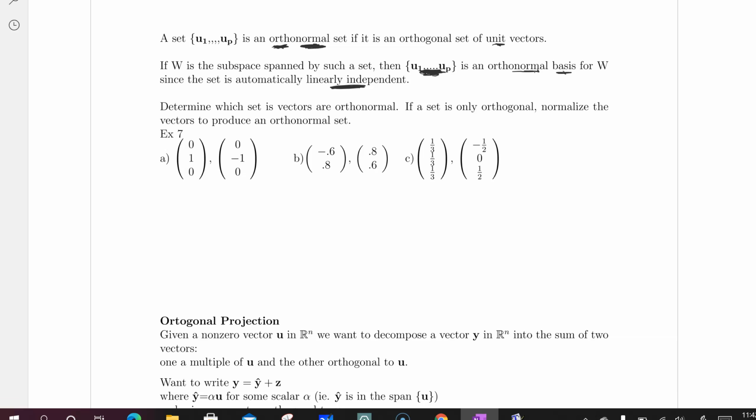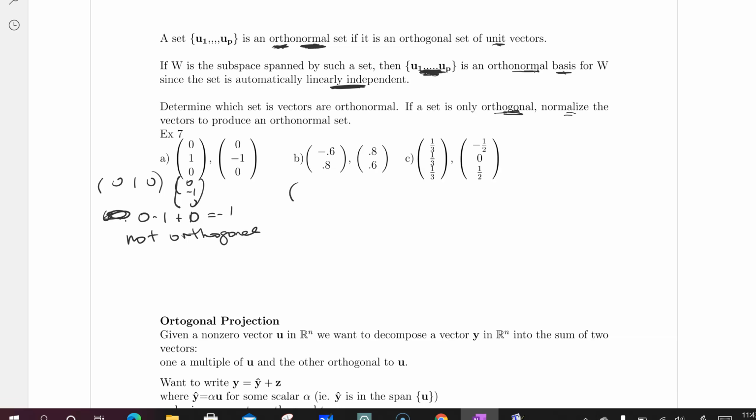All right, so let's determine which of these sets are orthonormal, and if the set is only orthogonal, then normalize it. Make the vectors of length 1. So let's check this set of vectors and see if it's orthogonal. I do the dot product, I get 0 plus 0 minus 1 plus 0, so this is equal to -1. So this is not orthogonal, so it's not even possible to make them of length 1. So I'm not going to worry about it, because it said if it's orthogonal, then normalize.